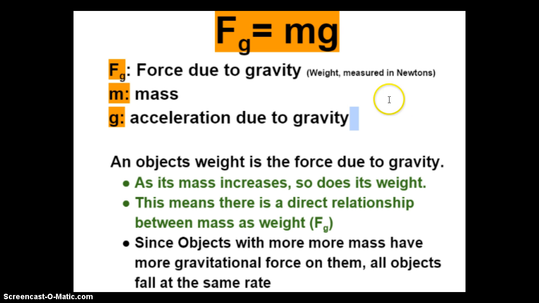Okay, so we know, intuitively, as mass goes up, so does the force due to gravity. So there's a direct relationship: as mass increases, the force of gravity increases. And as both the force goes up and the mass goes up, the acceleration actually remains the same for all objects. So all objects fall at the same rate.